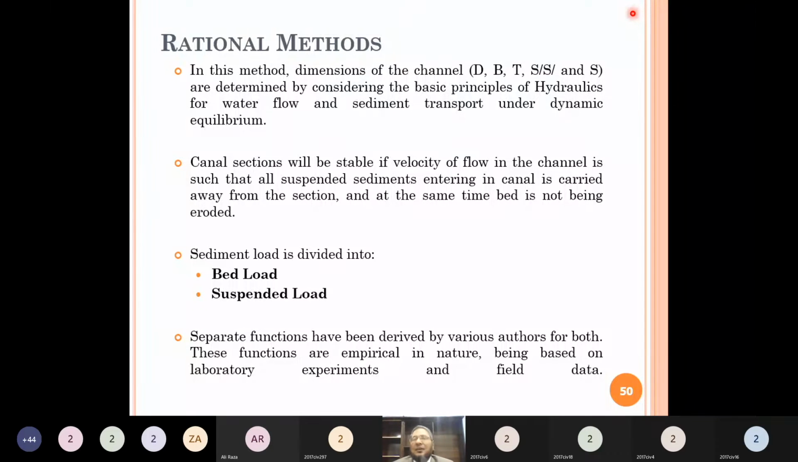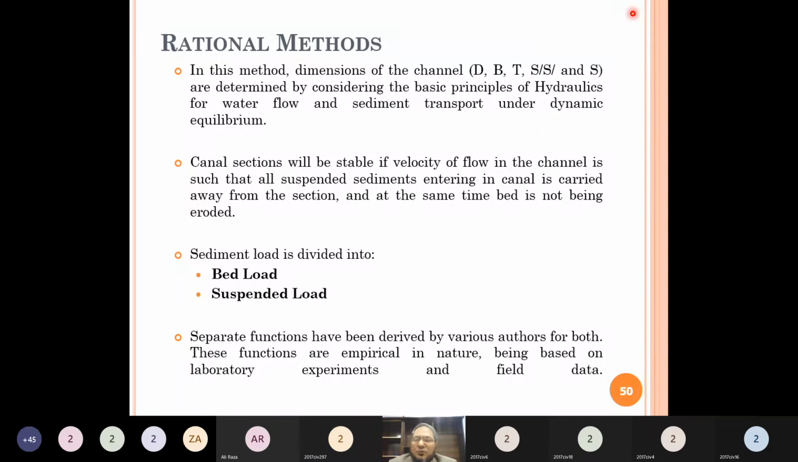Okay, तो सबसे पहले हमने क्या है, depth of flow. We have to compute the depth of flow in the channel. Number 2, the bottom width of the channel. Number 3, the top width of the channel. Number 4, what should be the side slope of the channel. Number 5, what should be the longitudinal slope of the channel. And number 6, how much we should provide the free board to the channel.